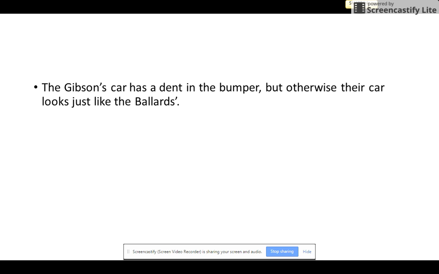The Gibson's car has a dent in the bumper, but otherwise their car looks just like the Ballard's. Looking for my pronoun, it is there. And remember, you can always use your interactive notebook to find examples of pronouns. So if you're having trouble finding pronouns, just look in your interactive notebook. So there's our pronoun in this sentence. There, we ask ourselves, what is there? And we know that there is the Gibson's car. This sentence is clear. This is a good sentence.